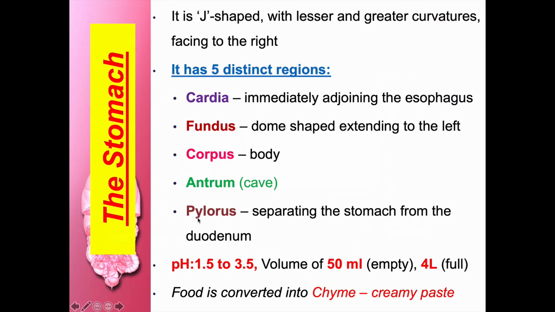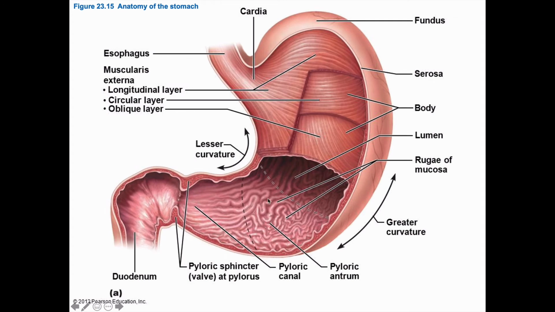Now what happens is, food comes and drops into the stomach, and then the hydrochloric acid and the stomach secretions start to mix with the food. When this secretion is mixing with the food, it becomes a creamy paste. We call that chyme. That means the food that is coming from the stomach to the duodenum, we call that chyme.